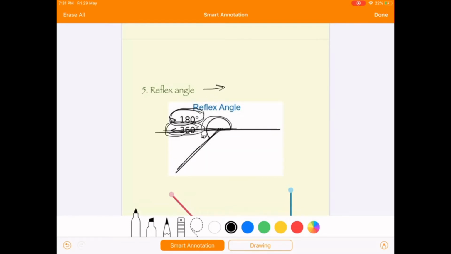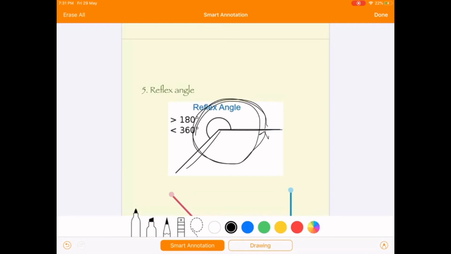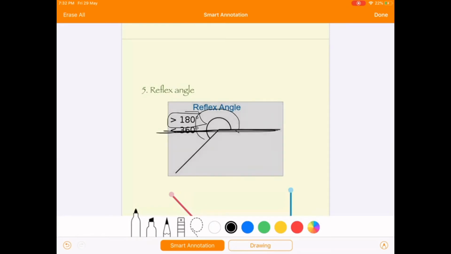What is the meaning of less than 360 degrees? Over here, if this line comes on this line, then it will be 360 degrees like this, which will form like a circle. Okay, so a reflex angle is greater than 180 degrees. 180 degrees means a straight angle, right? So it is greater than 180 degrees and smaller than 360 degrees. It is known as a reflex angle.